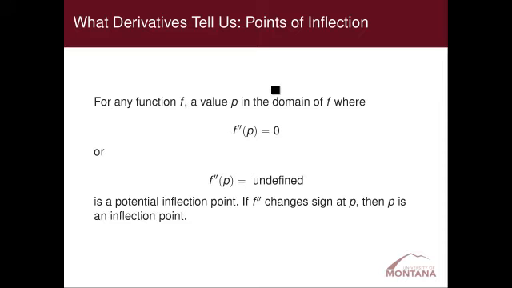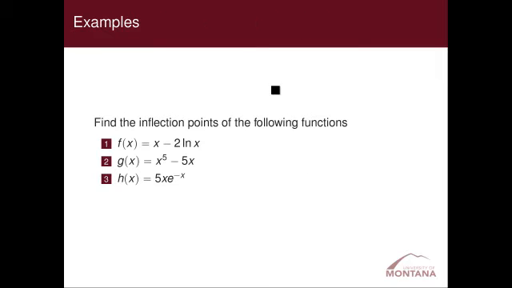And if the second derivative changes sign to the left and to the right of that inflection point candidate, then P is an inflection point. So you have to do this two-step analysis. First find where the second derivative is equal to 0 or undefined, and then evaluate whether or not it's changing sign at that point. If that's the case, then we have an inflection point. So let's take a look at some examples here.